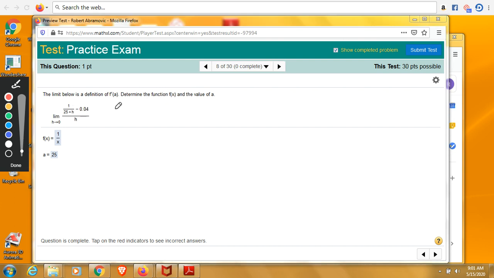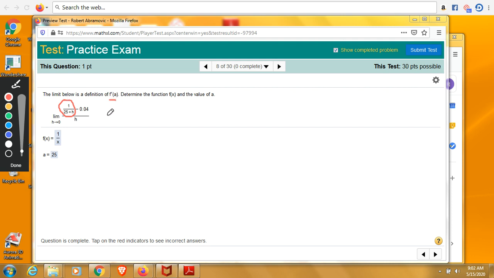So notice, okay, we want to rewrite this limit as limit h goes to 0 of f of a plus h minus f of a divided by h. Now, if you notice, a plus h, what do we have on the left-hand side in the numerator? The leftmost term is 1 over 25 plus h.